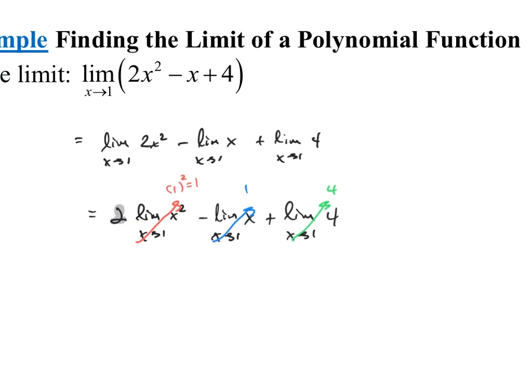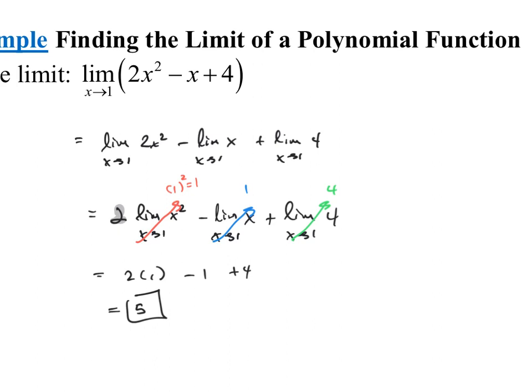So let's put that all together. We did 3 simple limits from the last page. This would be 2 times 1 minus our 1 plus our 4. So what's that? 2 minus 1 is 1 plus 4. I'm getting 5. Is that correct?